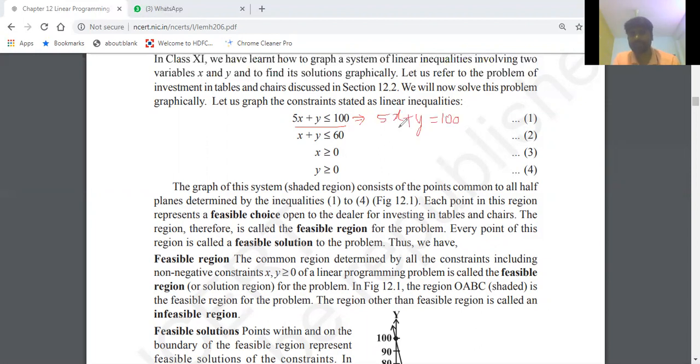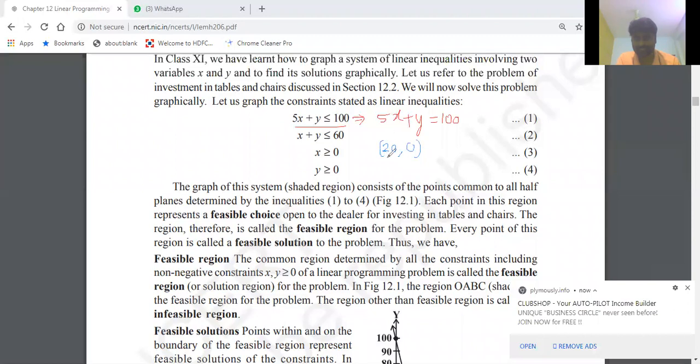For taking a point on the x-axis, we should make the y value 0. If I take the y value 0, then what can I take as the x value? Tell me. 5 times how much is 100? 20. So 20 comma 0. So can I take the point as 20 comma 0? That is the point on the x-axis. Clear? Now tell me, what point can you take on the y-axis?